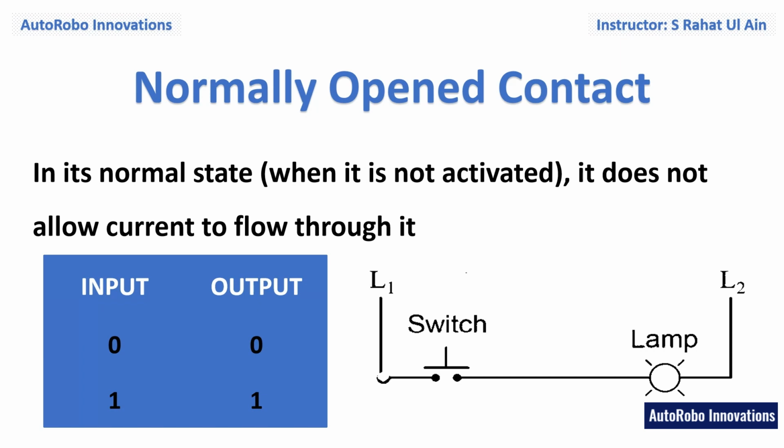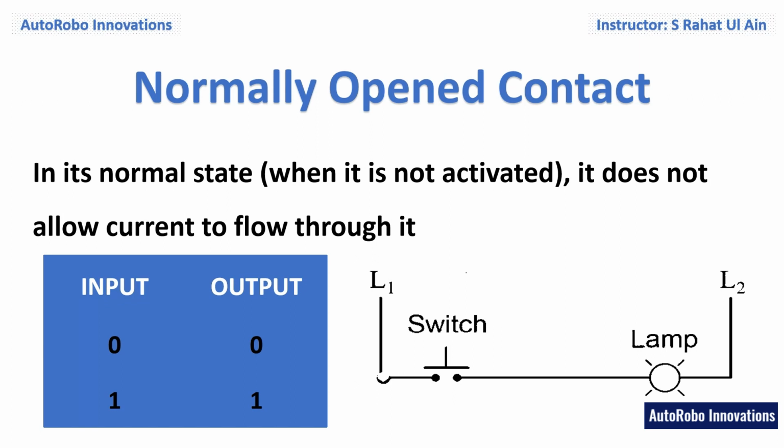As you can see in the diagram, the switch is not activated. It is open, and the lamp, the output, does not turn on. So when input is off, that is when input is 0, the output will also be 0. And when input is true, or when input is 1, the output will also be 1.